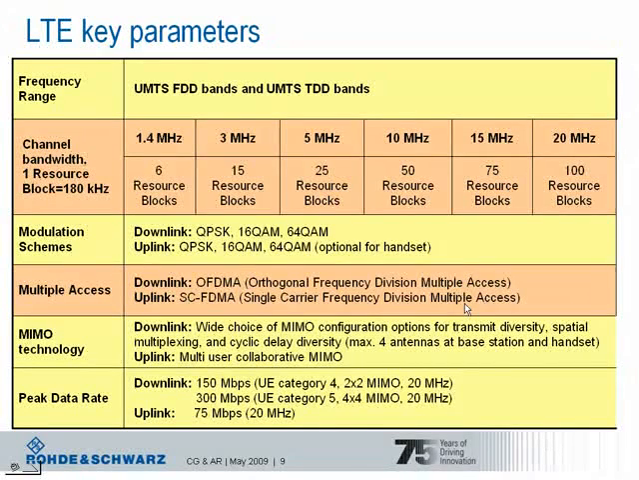For LTE peak data rates in downlink, we can achieve 150 megabit per second with a 2x2 MIMO configuration, which would be represented by UE category 4. And we can even achieve 300 megabit per second peak data rate in downlink with UE category 5, which would stand for the 4x4 MIMO setup. Both values are true for 20 MHz operation. In uplink, a 75 megabit per second peak data rate in 20 MHz operation is possible.